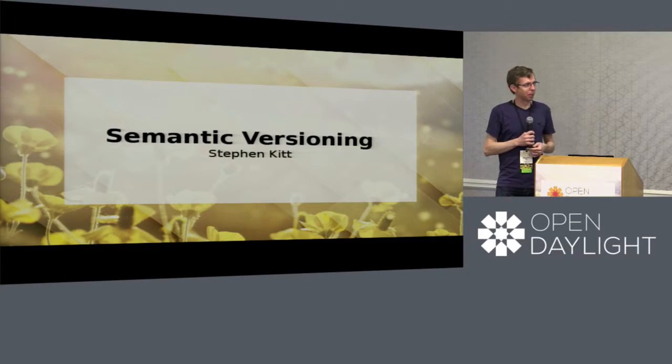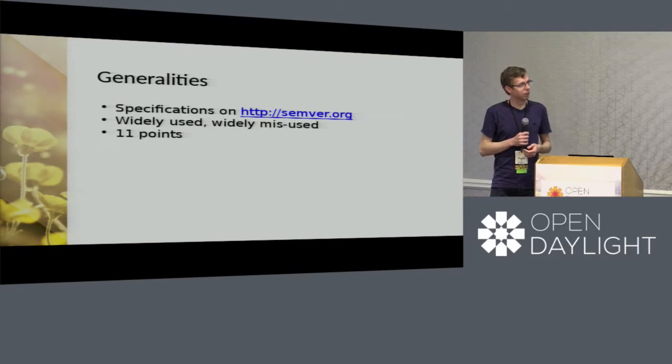And so we're going to talk about semantic versioning. I'm going to start by saying what it is, rather than why we're talking about it, and then we'll go into the why and how, if it's useful for OpenDaylight, and what we should do about it. So the first part is me explaining the semantic versioning spec, and then I'm hoping we can have more of a discussion afterwards.